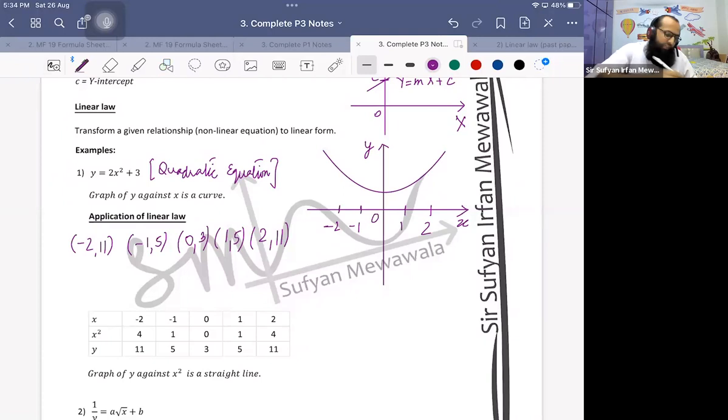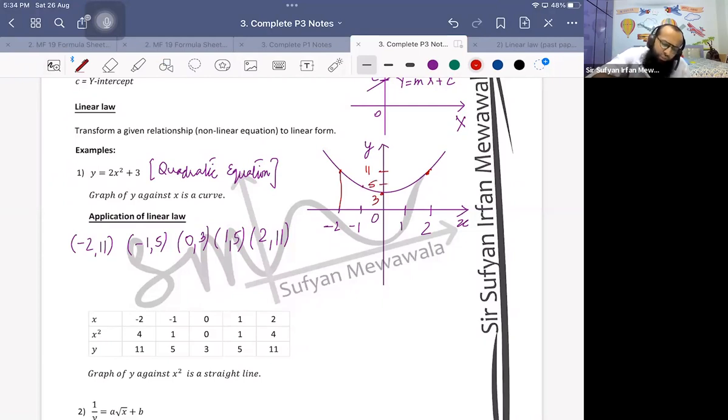Now just check it out. Let's suppose this is 11. So we have -2, 11, and also 2, 11, and 0, 3. Let's suppose this is 3. So we see a -1, 5. Let's suppose over here it is 5.